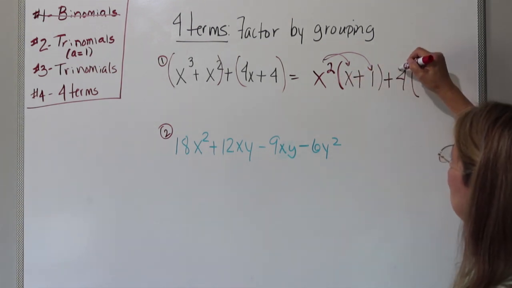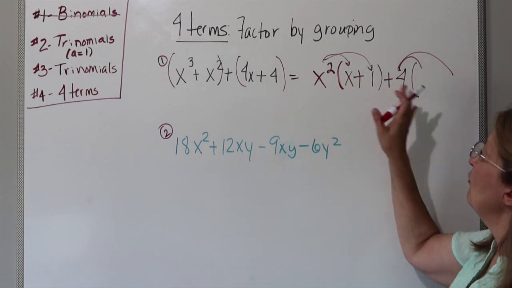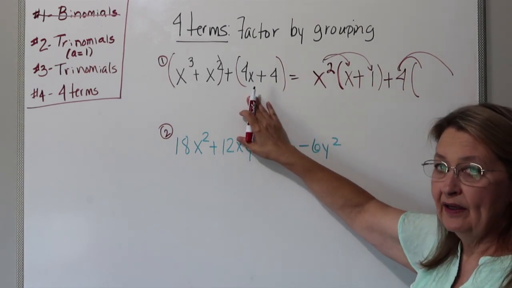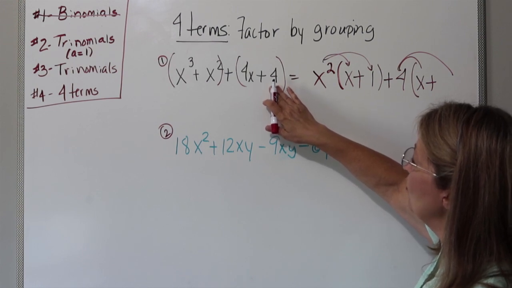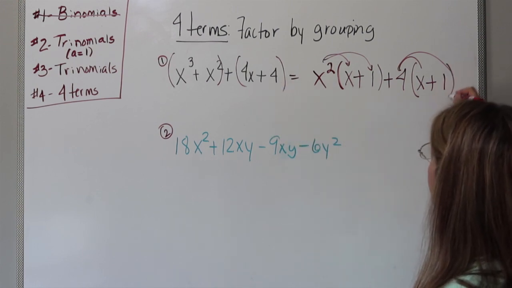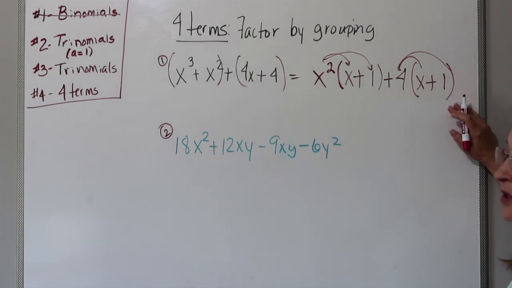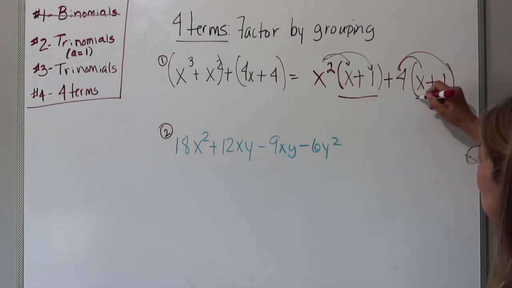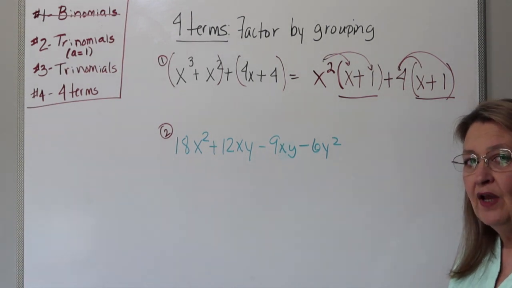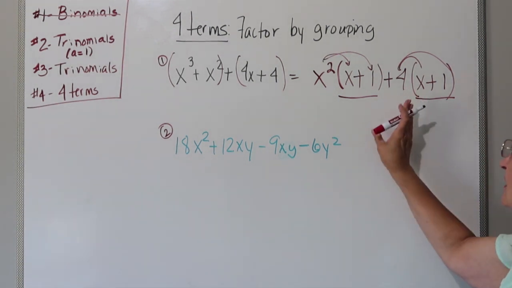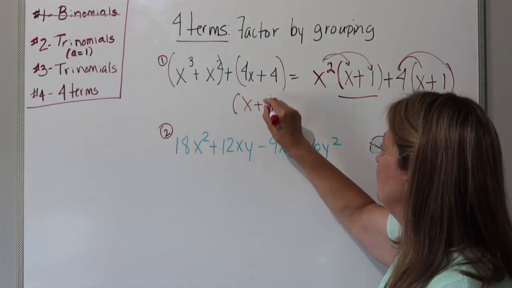And if I want to multiply this back here and get my original, well, 4 times what will give you 4x? 4 times x. And then 4 times what will give you 4? 1. Now, look at this result. Do you see what happened? You now have another greatest common factor. So now we're going to pull this out. Pull out that set of parentheses from each one.